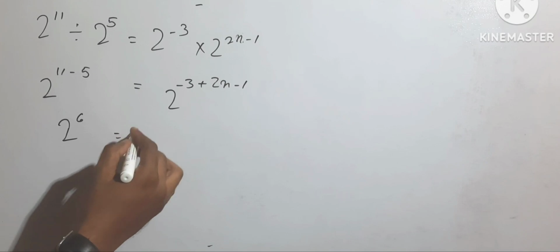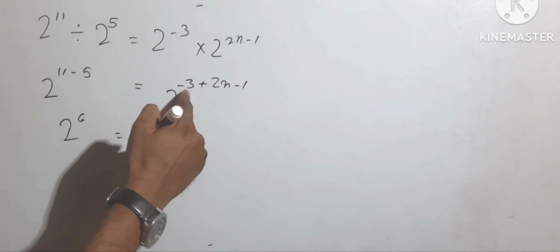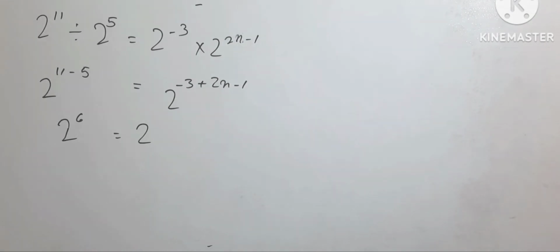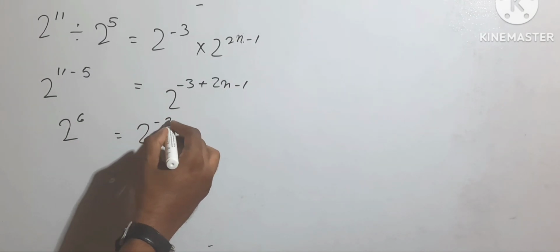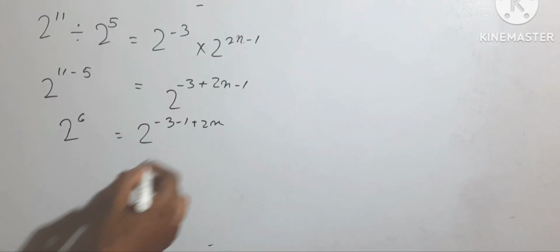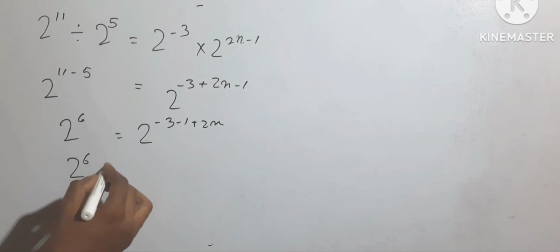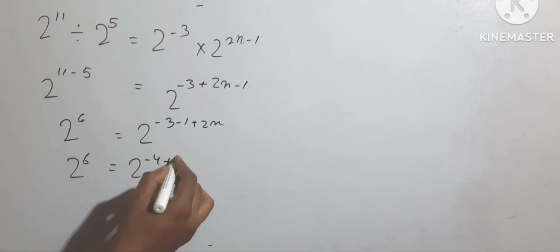It will be 6 equal to 2 to the power, so it will be minus. So these two are not like terms. First you have to identify which ones are like terms. Obviously these ones are like terms. So now place them together: minus 1 plus 2n. Now after that, 2 to the power 6 equal to 2 to the power minus 4 plus 2n.